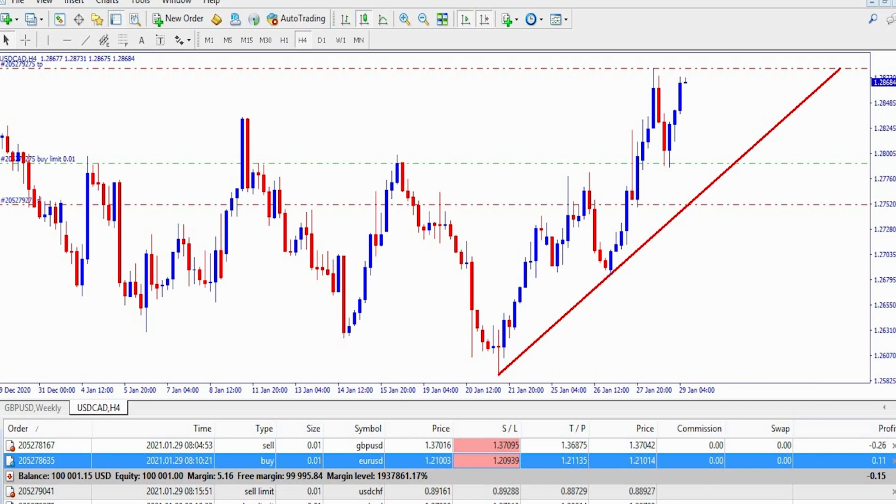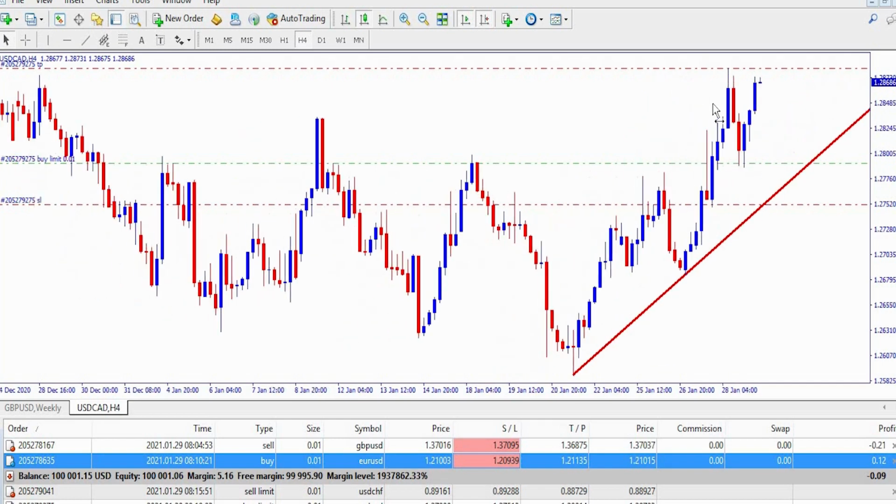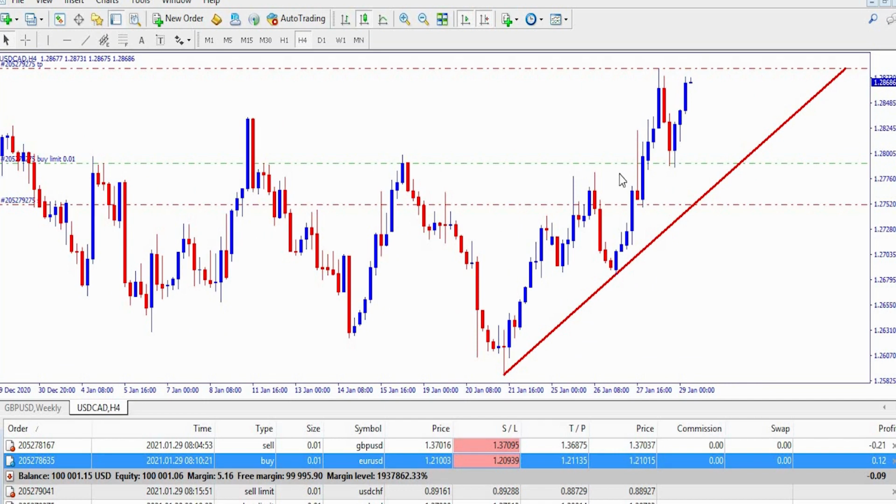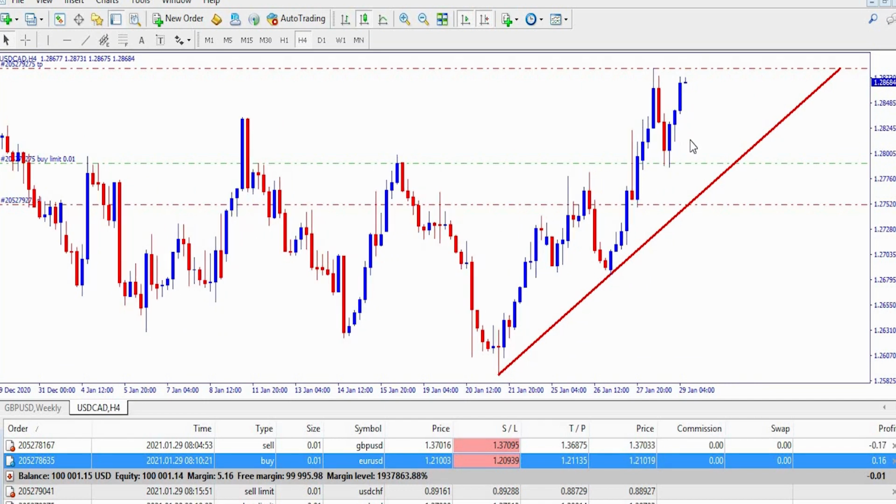And here also you can see the buy limit is below. It has not yet been activated because price has not gotten to this point. So until price gets to this point and triggers it, it would not be activated. So that is for the buy limit, sell limit, and market order.